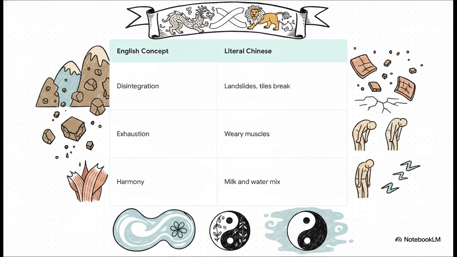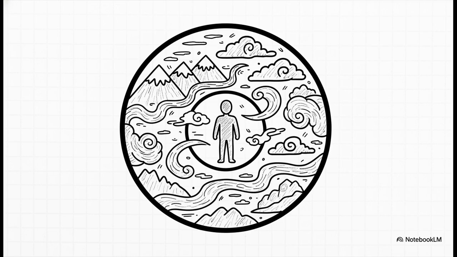Perfect harmony becomes mix well like milk and water. It paints a highly visual, physical picture in your mind to express something completely intangible. And this isn't just some quirky vocabulary thing. It actually reveals a deeply ingrained philosophical worldview.